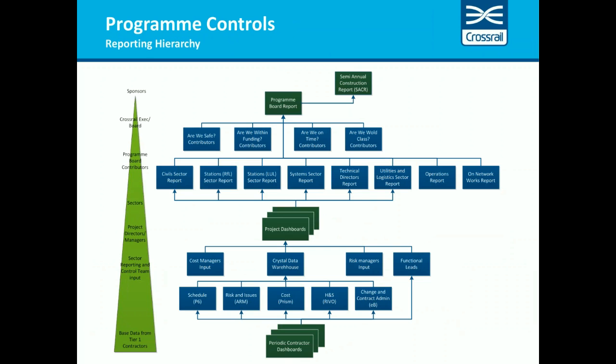In terms of the way our reporting structures work, the general flow of information can be summarized on this slide. If you follow me here and go from the bottom of the page up, we begin with contractors submitting their periodic information into their respective teams. Each team then takes that information and updates their core systems accordingly. From that point on, it becomes a centrally controlled effort to extrapolate from our Crystal Data Warehouse what information we need in order to inform the hierarchies above. That begins with creating the Crossrail project dashboards, and then after that we create a whole host of other reports in order to answer the fundamental questions of are we safe, are we within funding, are we on time, and are we world class?